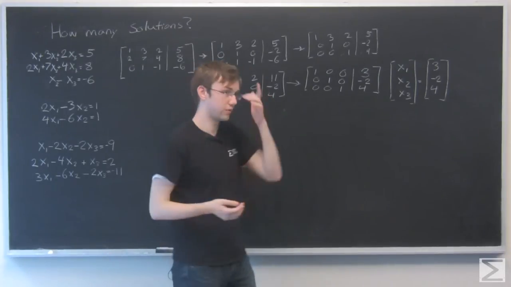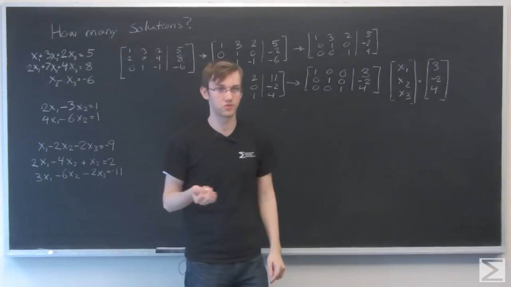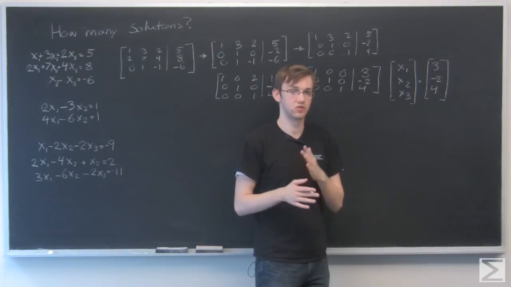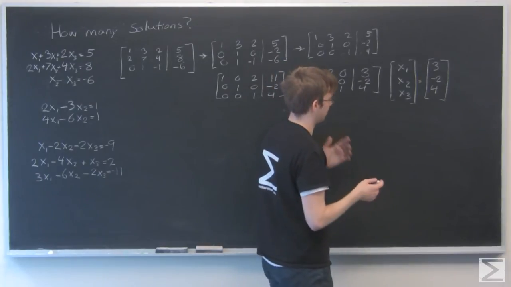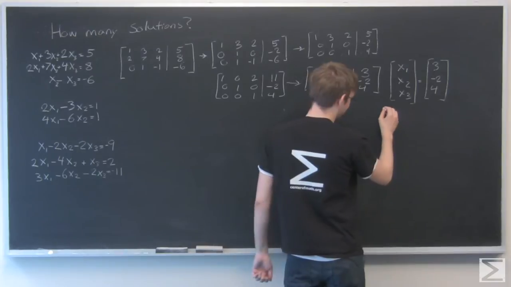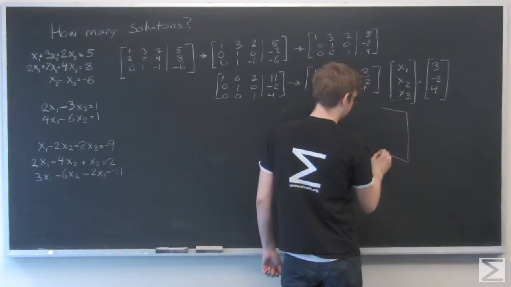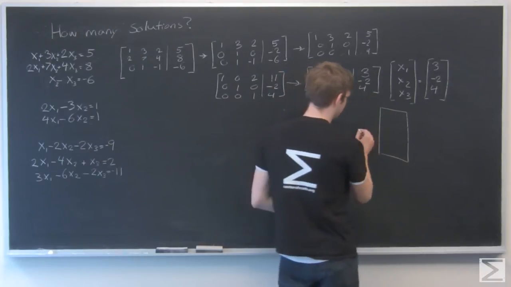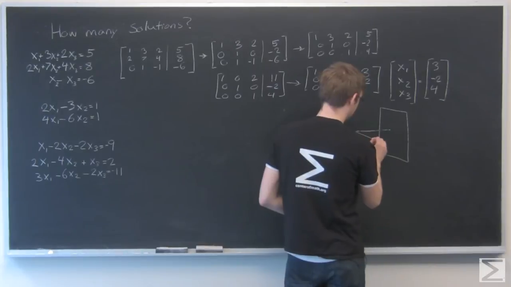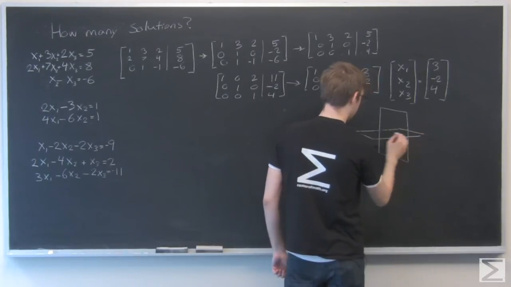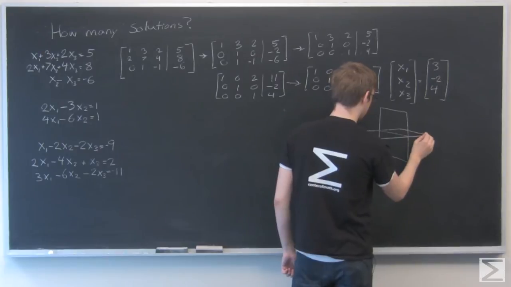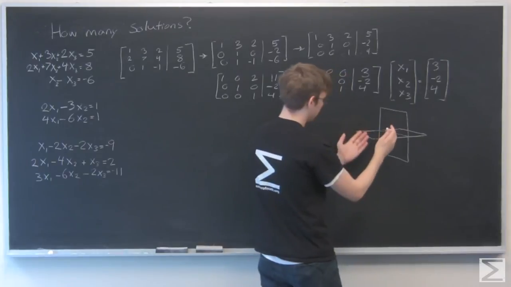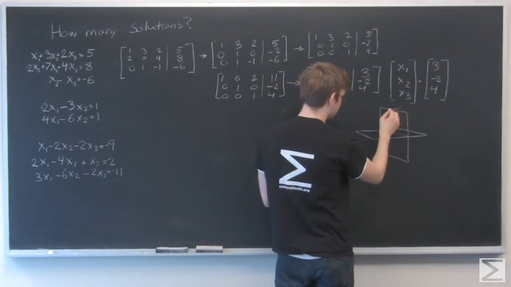Because I'm in three variables, each of those equations describes a plane. So what that will really look like is the intersection of three planes, which intersect at one point. I can try to draw this. I don't know how good this is going to be. So here's one plane. That's a piece of paper standing like that. Here's another one. Perpendicular. There's that intersection.